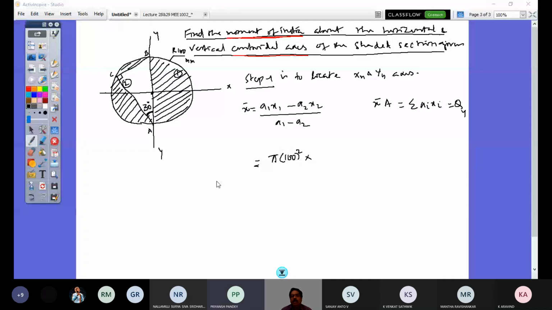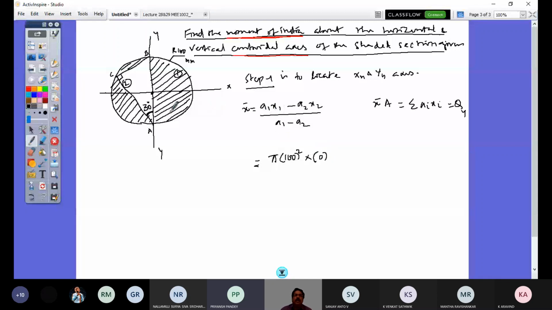So, what is the question that I asked? What is the value of x1 here? Look at the first section, the circle. With respect to the y-axis, I would have to get my x1. So, the centroid of the circle with respect to the y-axis, where is it located? It is the same point. So, what is x1? That is 0. You follow this? Yes, sir, because it's at the origin itself.